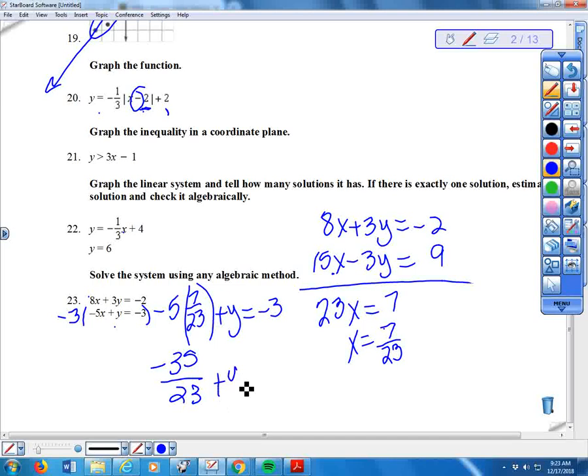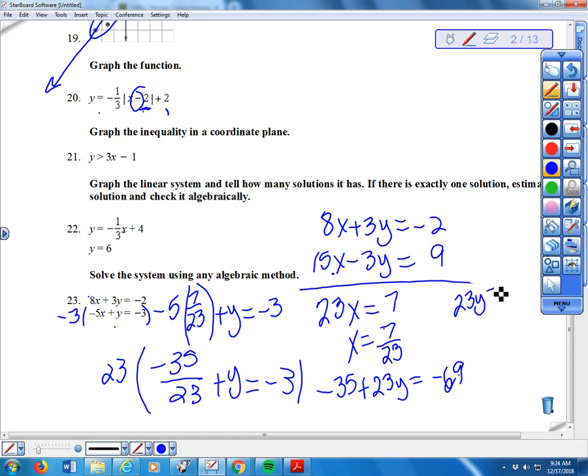Plus y equals negative 3. So I'm going to multiply everything by 23 to get negative 35 plus 23y equals negative 69. Add 35 and I get 23y equals negative 34. So y is equal to negative 34 over 23.